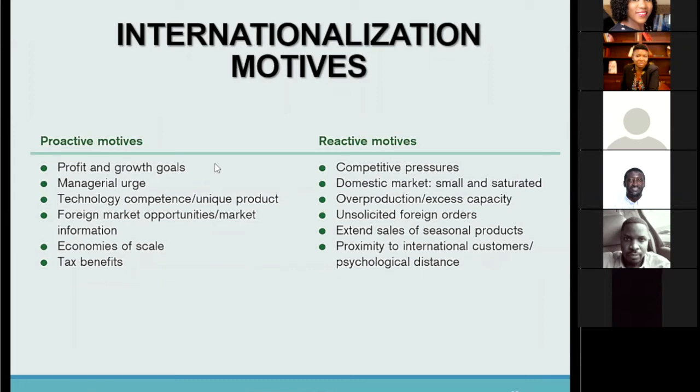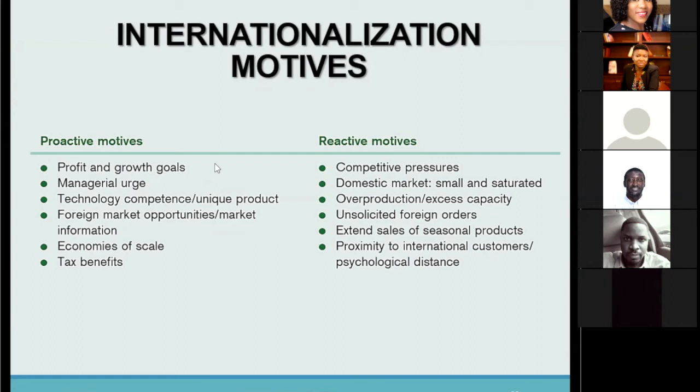But besides the proactive reasons that push firms to internationalize on their own volition, others also have no choice than to react because of, first, competitive pressures. If the competition is doing something that is threatening their current position in the market, they will be forced to react in order to maintain their position or secure what little position they have left that has not been encroached on by the competition.